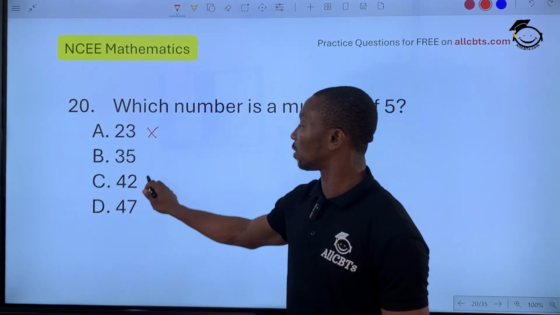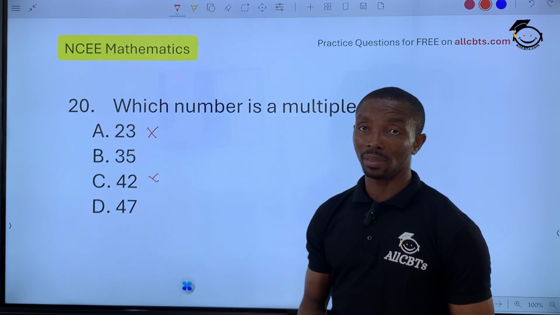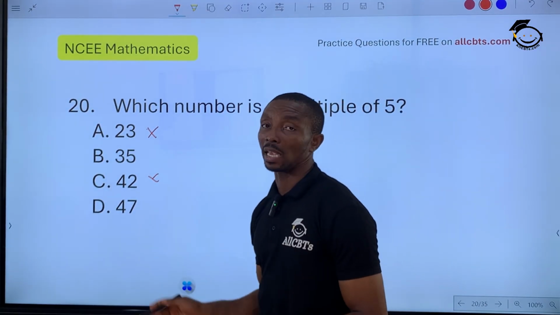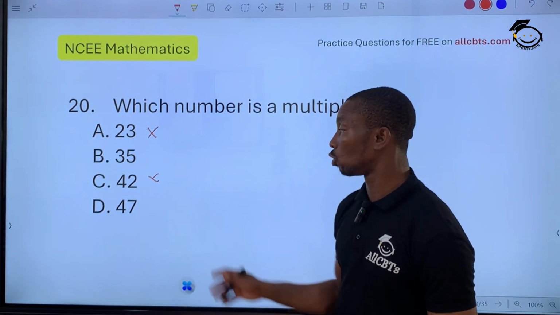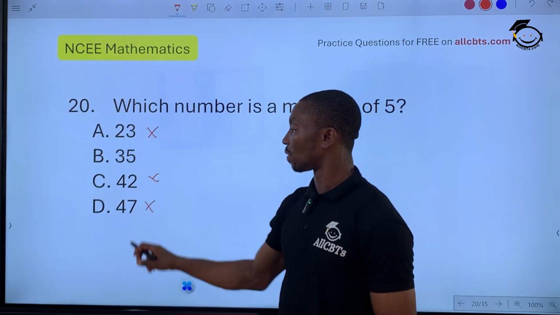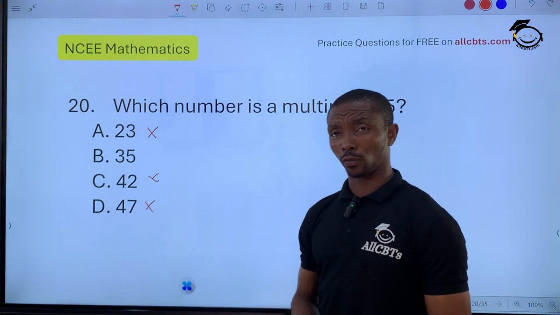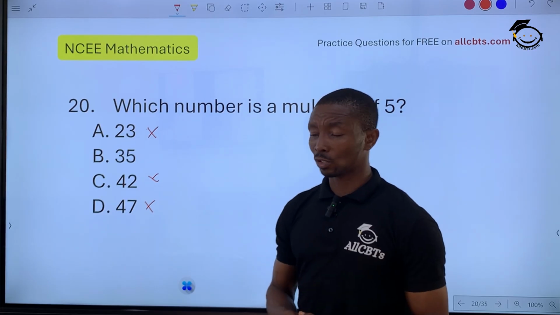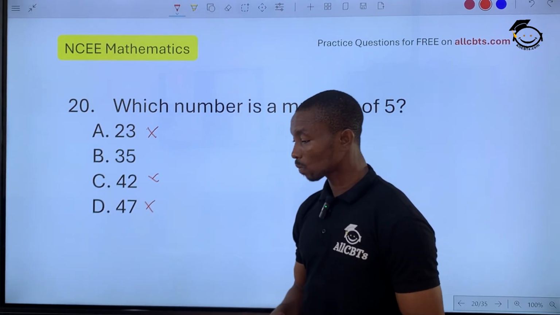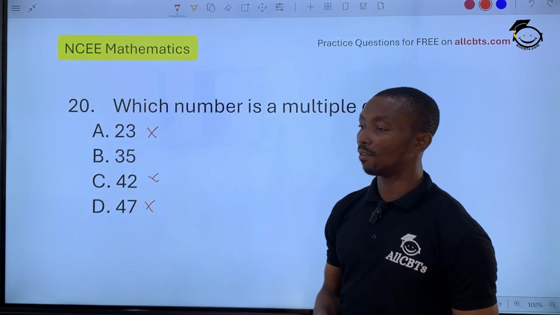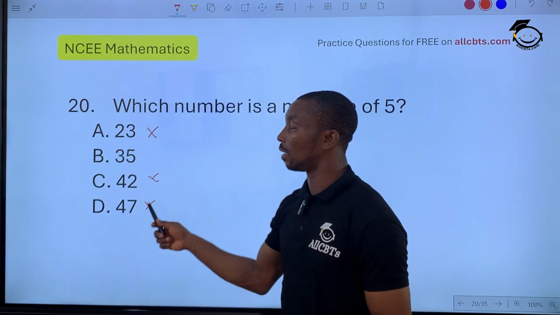Okay, 5 cannot divide 42. We would have a remainder. That will be 5 times 8, 40, plus 2. All right. And 47, 5 into 47 gives us 9. 9 times 5, 45, remaining 2.